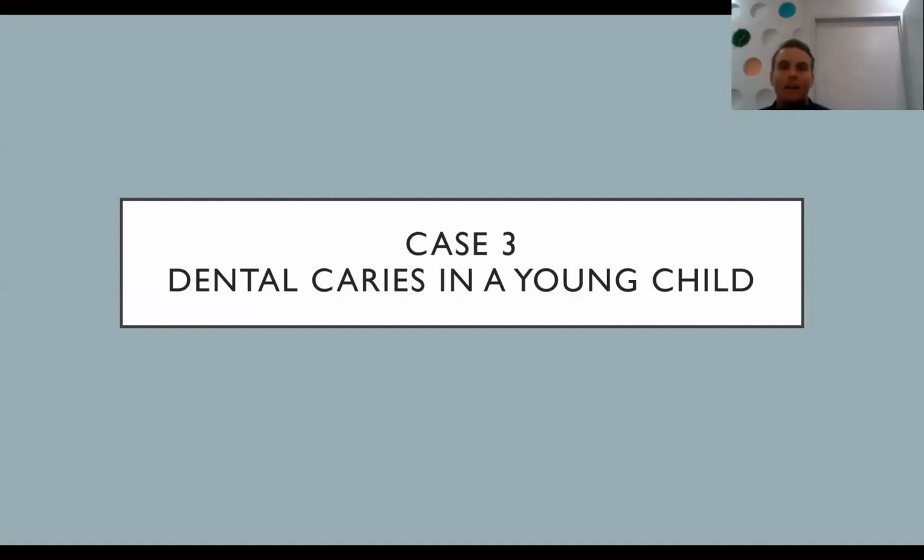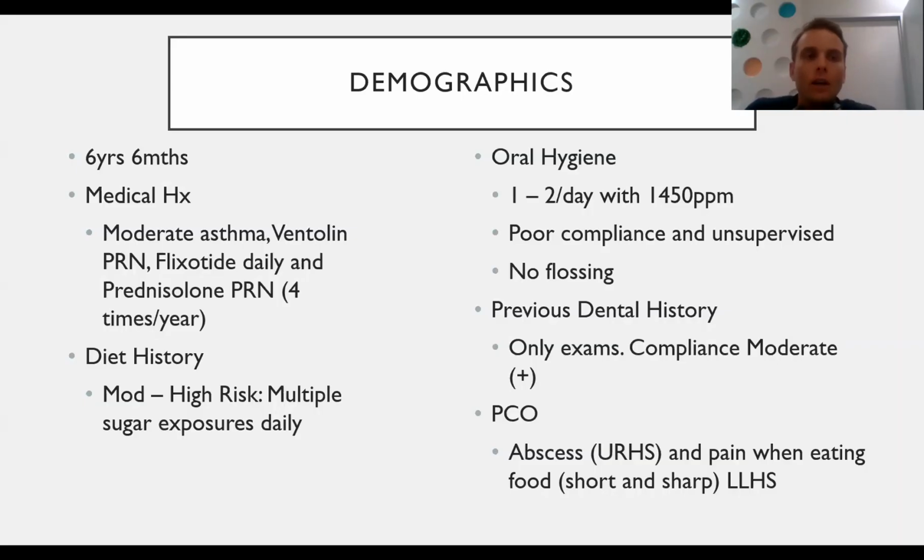Awesome. Okay. So the next one we're going to run through is a bit more bread and butter for all of us, which is dental care in a young child, but similarly can apply to a bit more of an older child as well. So this is a 6.5-year-old. He's got moderate asthma.